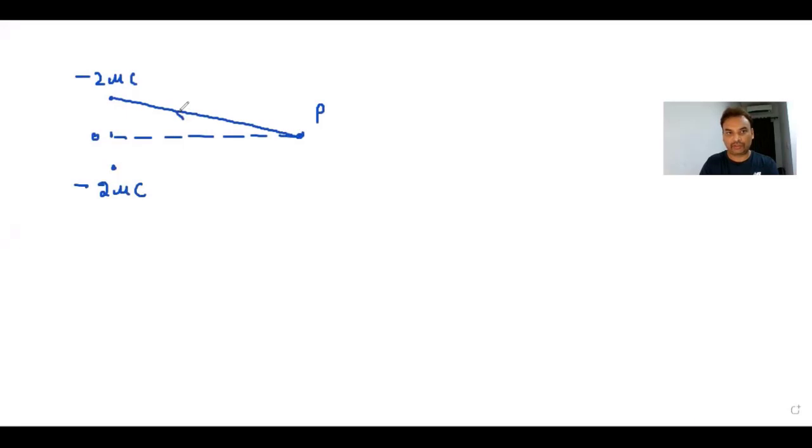So we have two charges, minus 2 microcoulomb and minus 2 microcoulomb, and both the charges are negative, right? So this is my central point. From the central point, I choose a point P where I want to find out the net electric field. So this will attract the test charge at point P, and the direction of electric field and the direction of force will be along this direction.